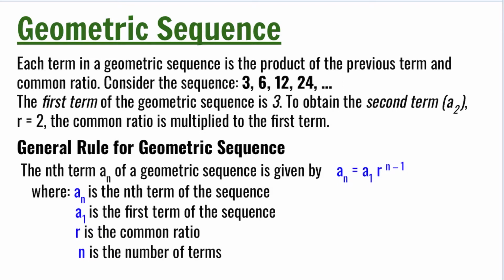The nth term of a geometric sequence is given by the formula a sub n is equal to a sub 1 times r to the power of n minus 1. Here, a sub n is the nth term of the sequence, a sub 1 is the first term, r is the common ratio, and n is the number of terms.